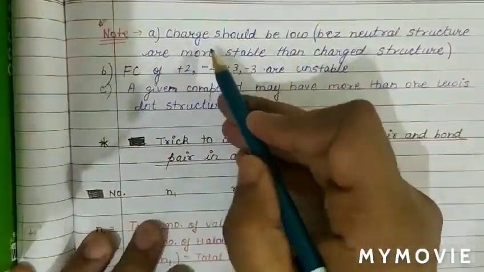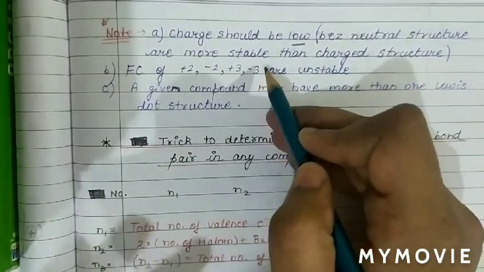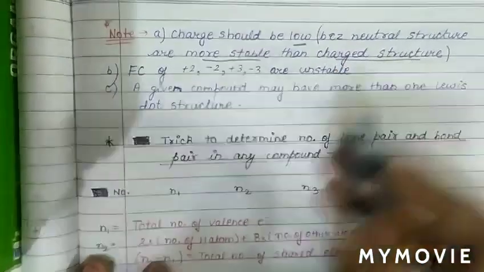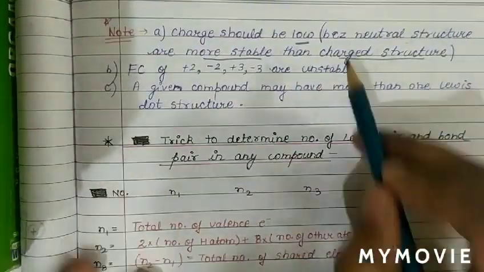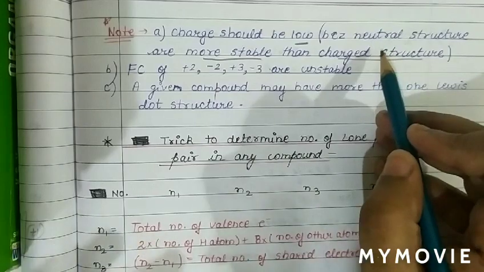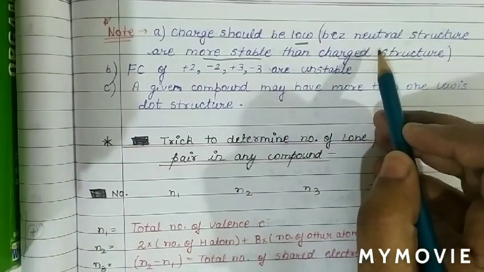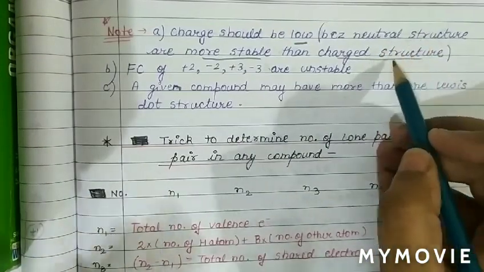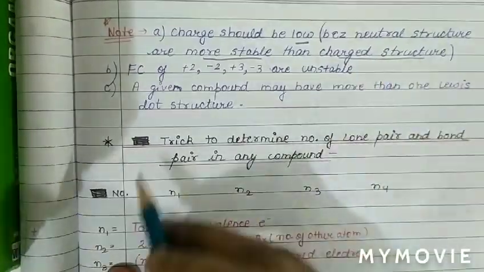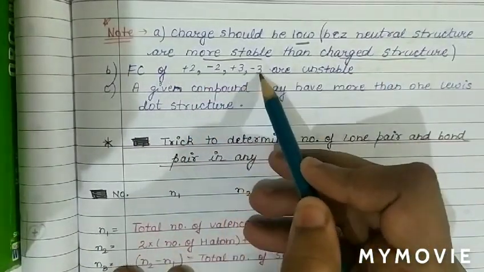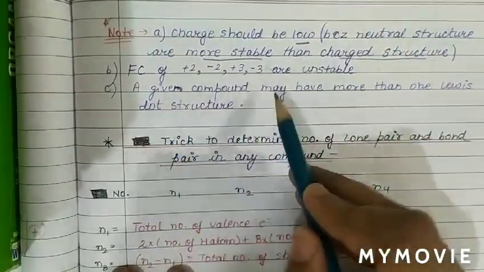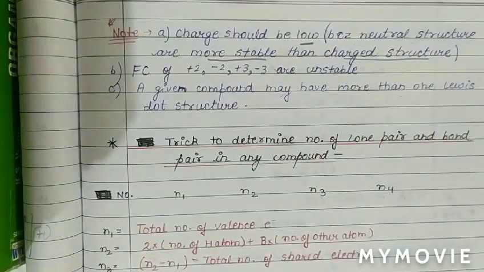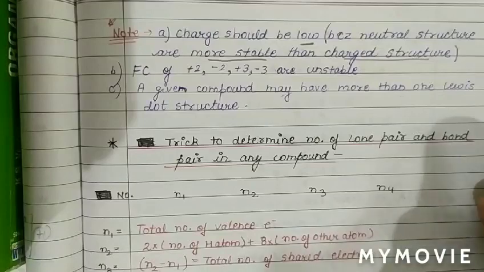See, formal charge should be low, because neutral structures are more stable than the charged structures. So for the stability of a molecule, the formal charge should be low. If one molecule has low formal charge, then the molecule will be more stable because neutral structures are more stable than the charged structures. For example, formal charges of plus 2, minus 2, plus 3, minus 3 are unstable. A given compound may have more than one Lewis dot structure. It is also possible. Now we will use a trick to draw the Lewis dot structure.